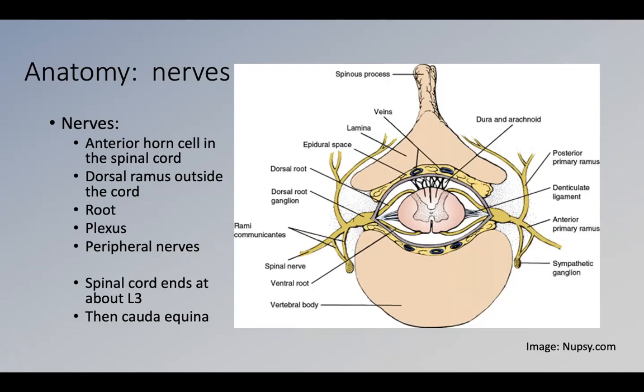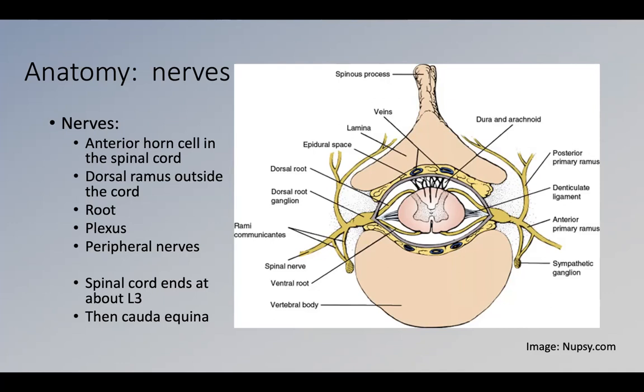Of course, these roots go out and become the lumbar plexus or the brachial plexus and go out to be peripheral nerves, which over time you're going to get really good at understanding all the anomalies of these and everything. You'll become quite a nerve expert. Remember, the spinal cord ends at about L3, and after that you have the cauda equina, which drips down from there, a whole bunch of little nerves floating in the spinal canal, right?